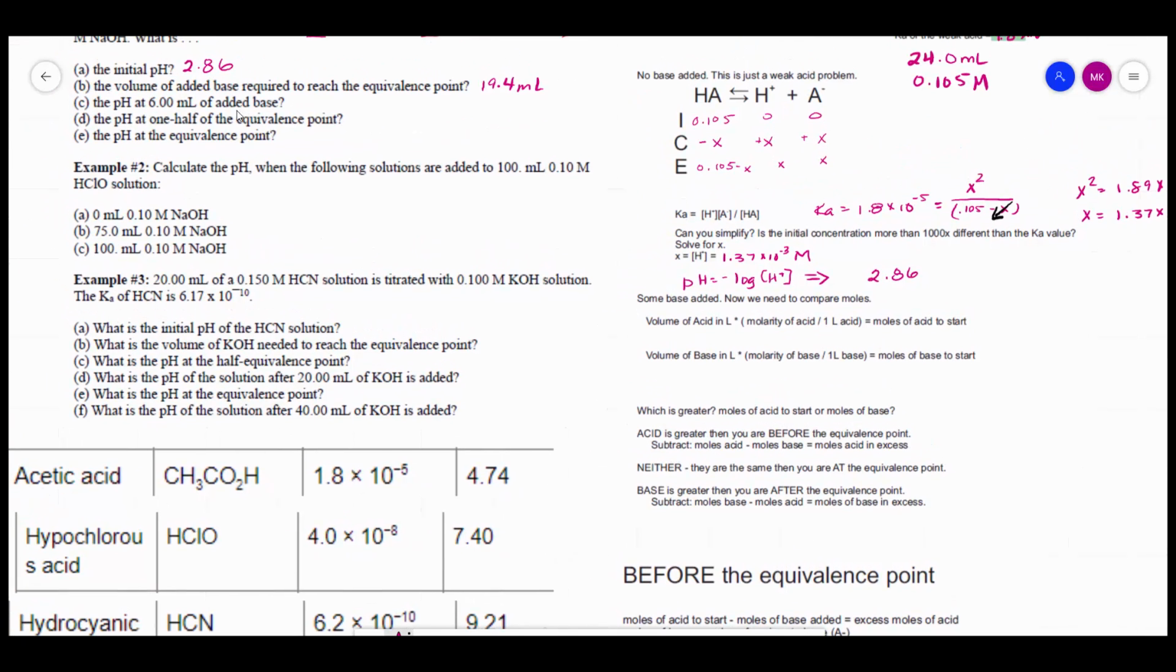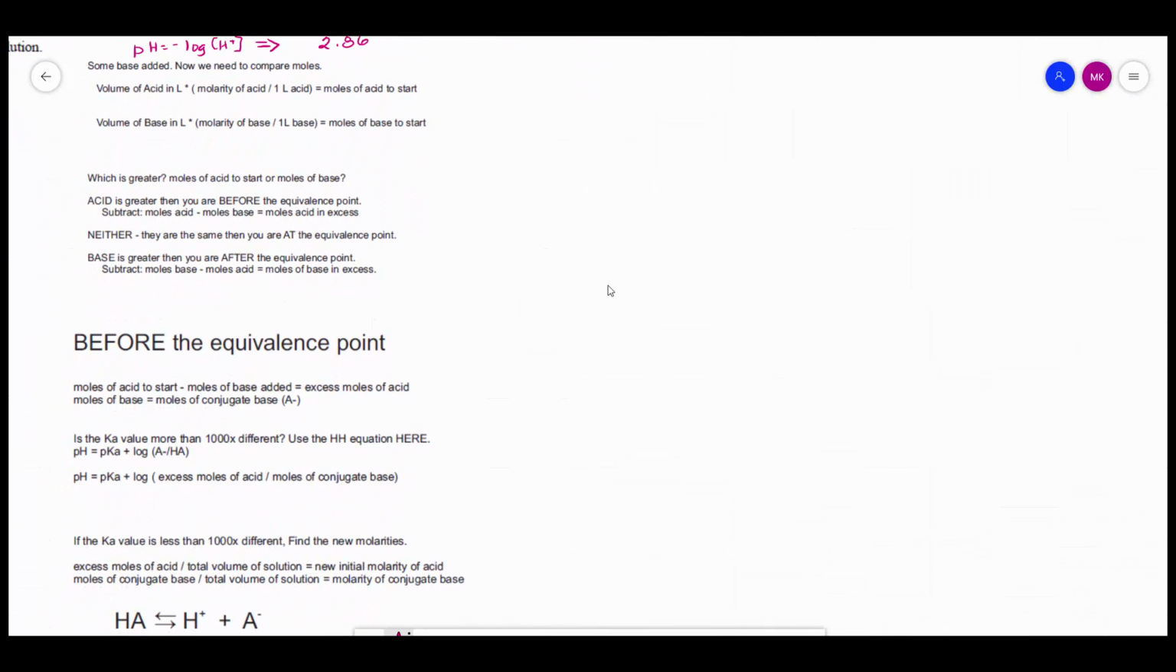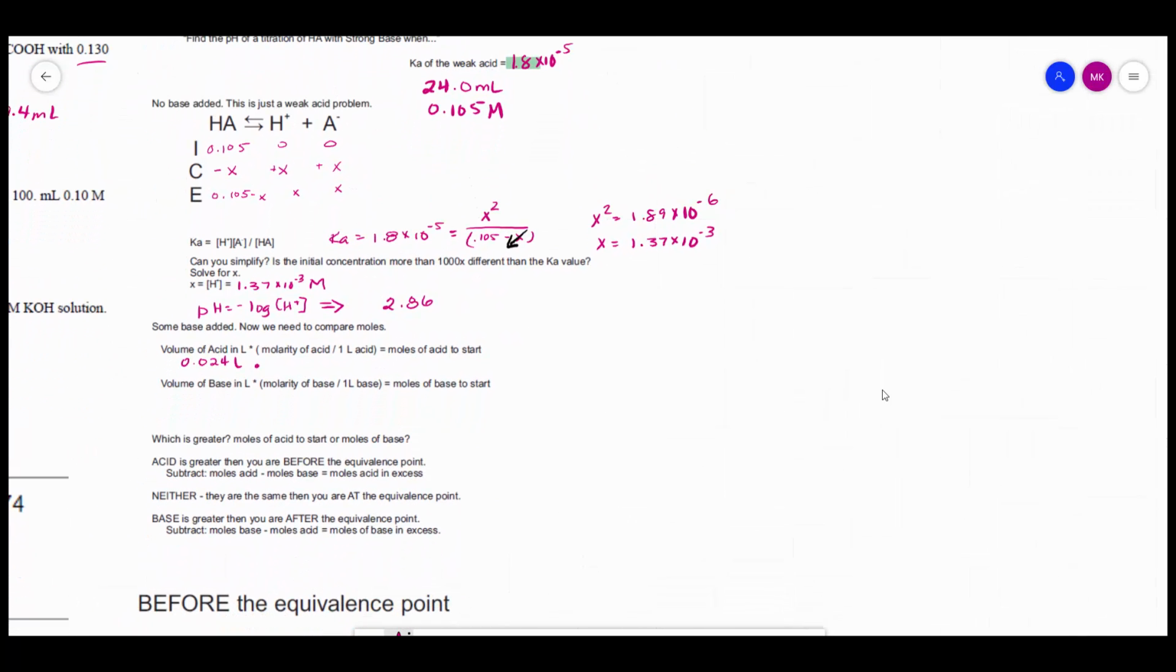Well, what's the pH at 6 milliliters of added base? Now we need to compare moles. So we need to take the volume of the acid in liters times the molarity of the acid, which I have already forgotten, 0.105. So that is moles per liter, and that will give us the moles of acid that we start with.